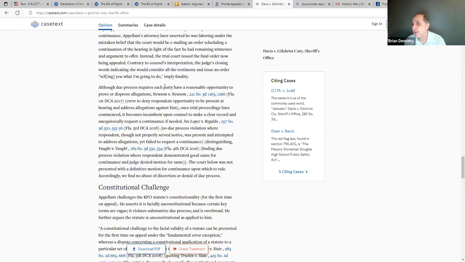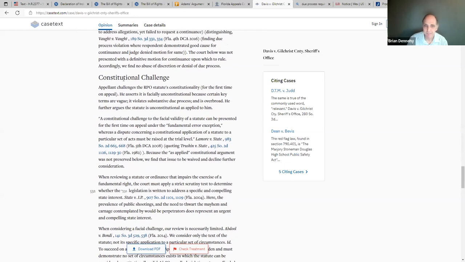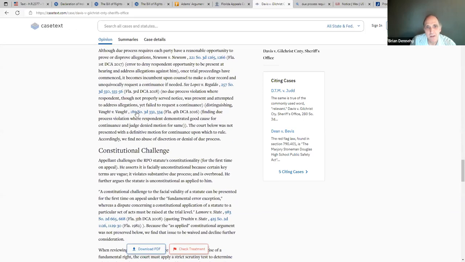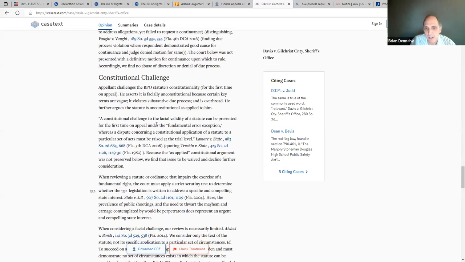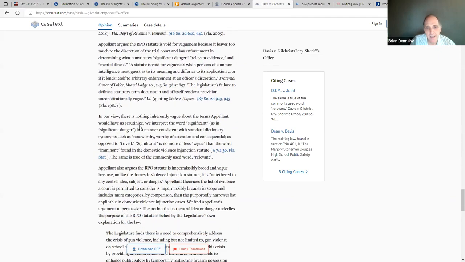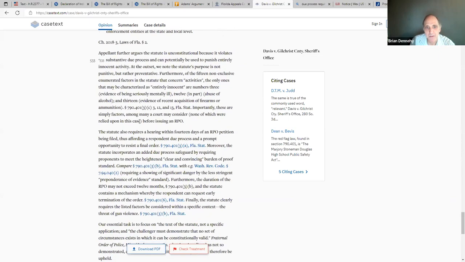Well, if you're not there and you don't know what's happening, you don't know what evidence is being presented. You don't know what's being said. How are you given a reasonable opportunity to prove or disprove allegations? You're not even there. But here again, we see that the court upheld this statute.